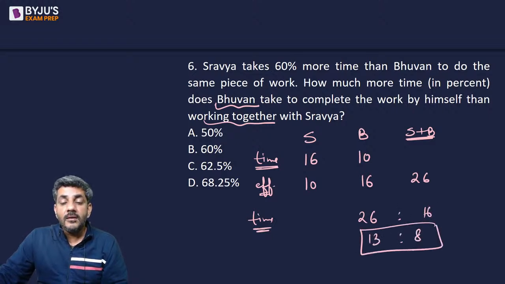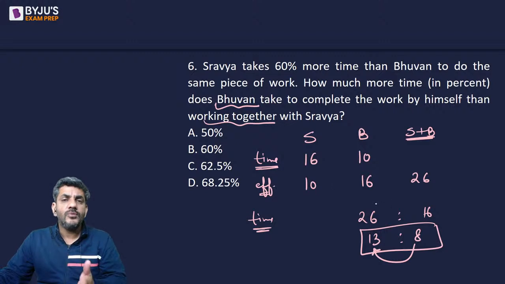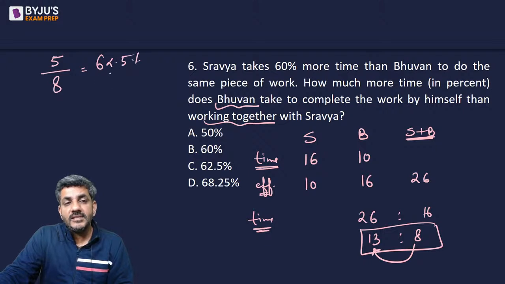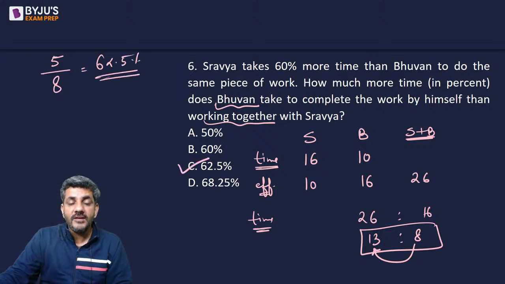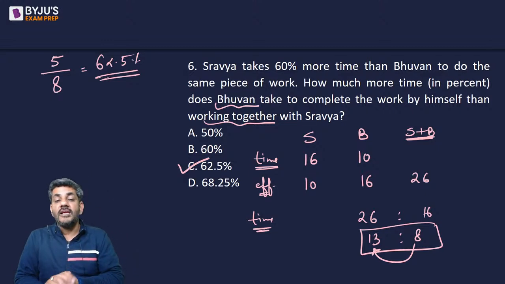So that means Bhuvan takes 5 hours more than Sravya and Bhuvan together. I mean, the 13 is to 8 ratio means that on every 8 hours, Bhuvan is taking 5 hours more. And in terms of percentages, it is 5 by 8, that is 62.5%. C option is the right answer for this question. Just by ratios, we could have got the answer.